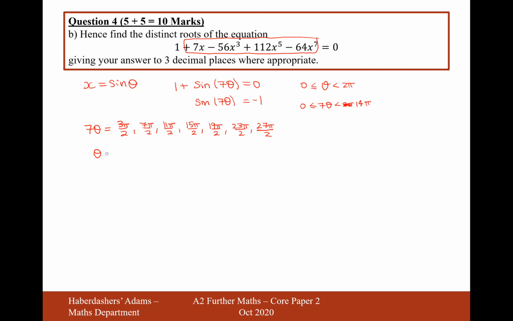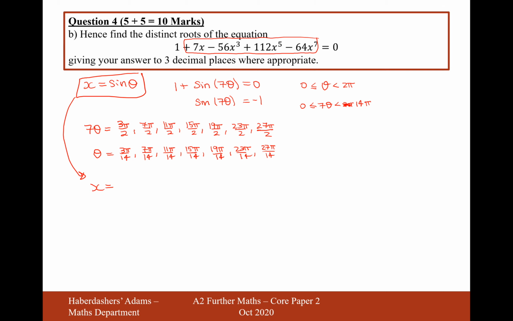So therefore now theta is going to equal 3 pi divided by 14, 7 pi divided by 14, 11 pi divided by 14, and 15 pi divided by 14, and 19 pi divided by 14, and 23 pi divided by 14, and 27 pi divided by 14. So now we know what the value theta needs to equal. Now we just need to sine all of these values to get the values of x. So let's go grab our calculator then and type all of these values into the calculator.